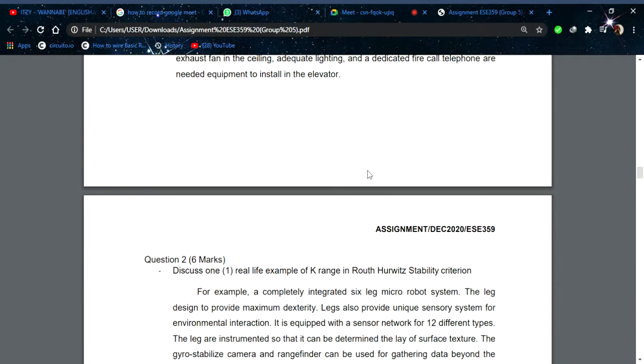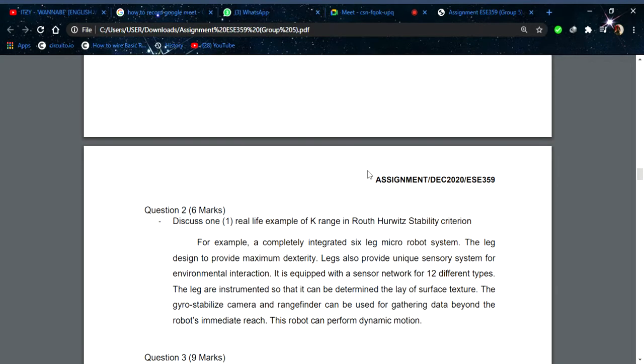So next for question 2, Muhammad Ahmad Faidi will present.